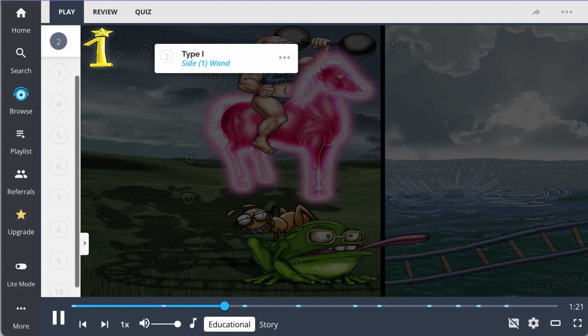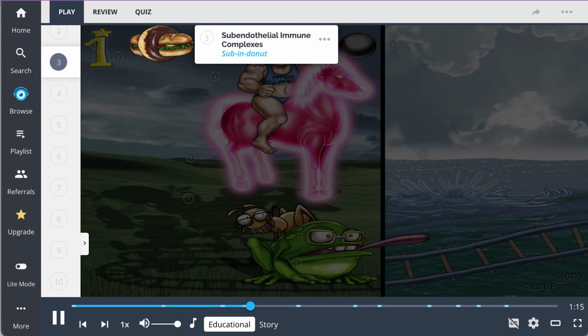In type 1 MPGN, shown by the left side of this Picmonic labeled with the 1 wand, there is evidence of subendothelial immune complexes. Subendothelial immune complexes are portrayed by the sub-sandwich inside the donut, which represents subendothelial immune complexes.